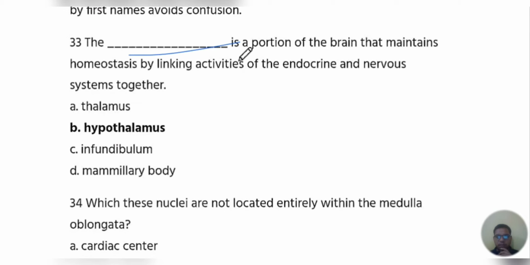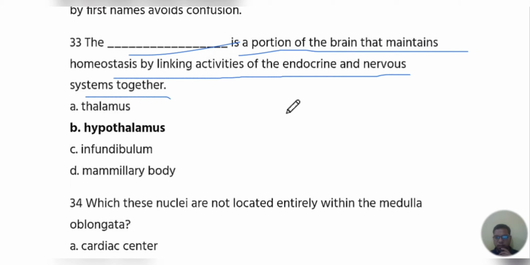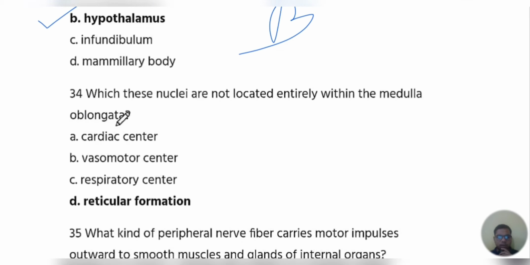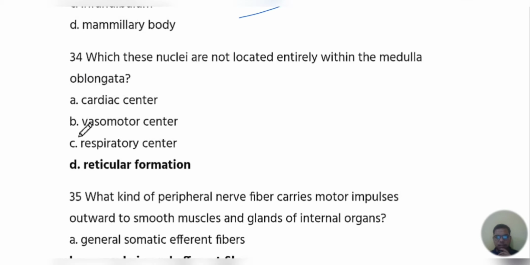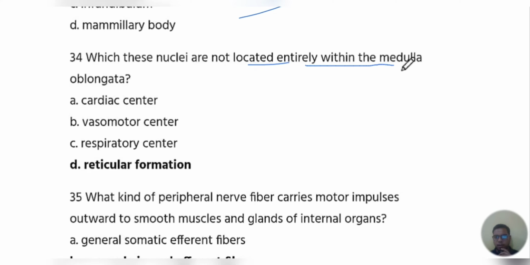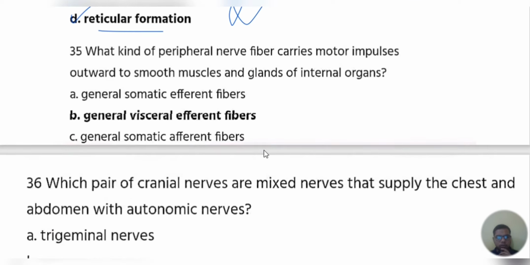The hypothalamus is a portion of the brain that maintains homeostasis by linking the activities of the endocrine and nervous systems together. The answer is B. Okay. Next is question number 34. Which of these nuclei is not located entirely within the medulla oblongata? The answer is D, reticular formation. Okay. Next is question number 35.